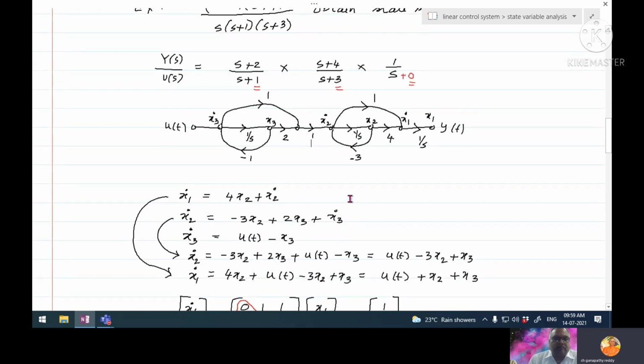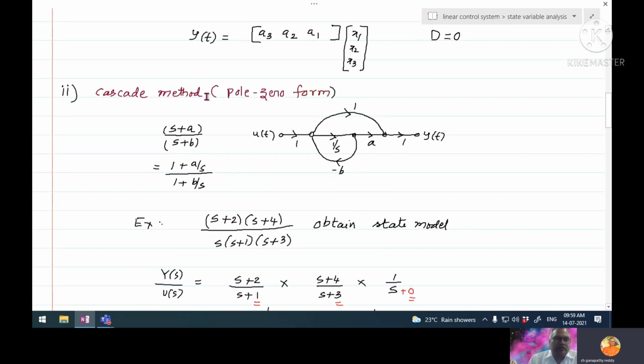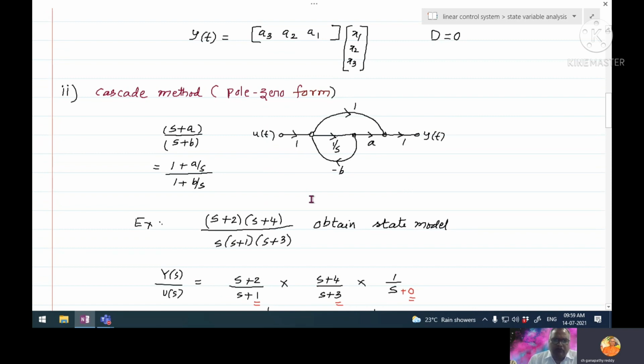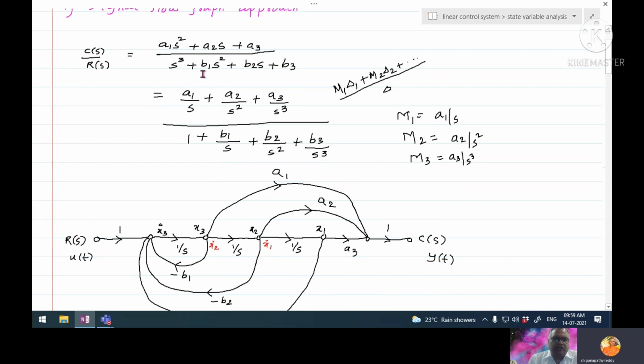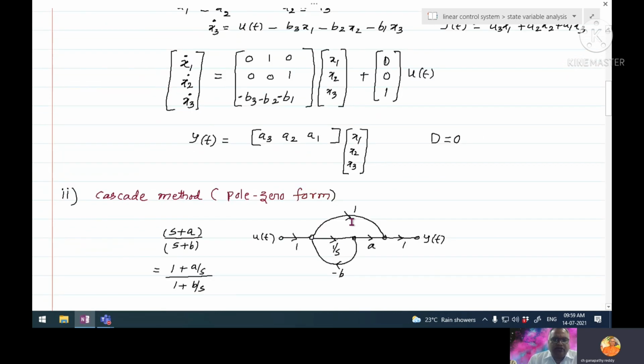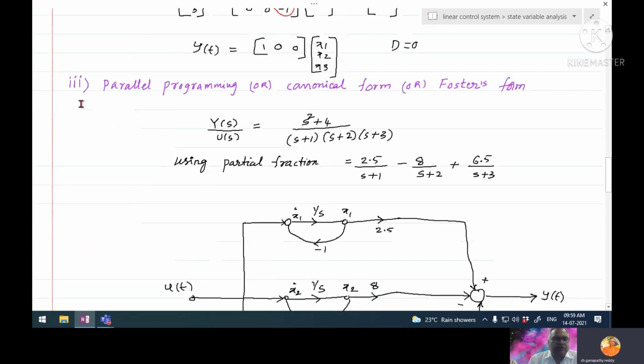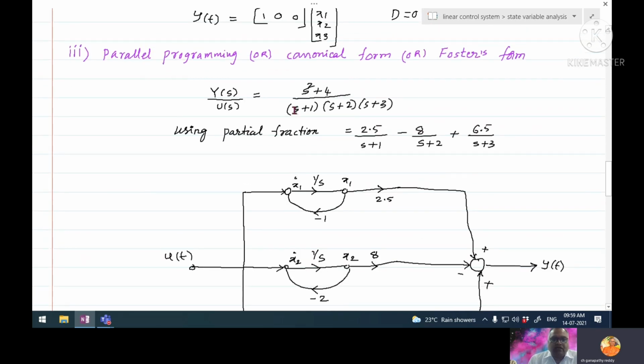This is the second approach, which is called the cascade method, or pole zero form. In the exam, if they specifically mention this, follow it; or if just a transfer function is given and you are asked to obtain the state equation, you can use any one method of your choice. Then there is parallel programming, or canonical form, or Foster's form. So this is the third one. Parallel here, not cascade, parallel.